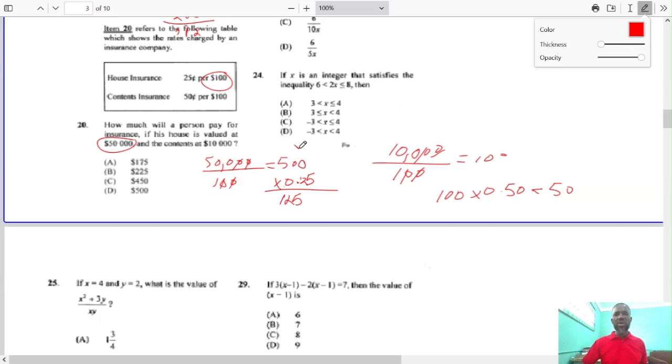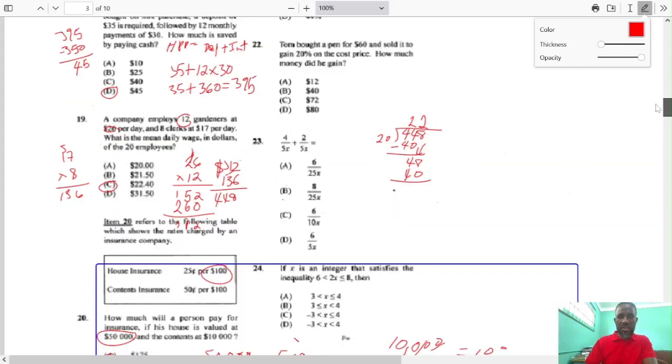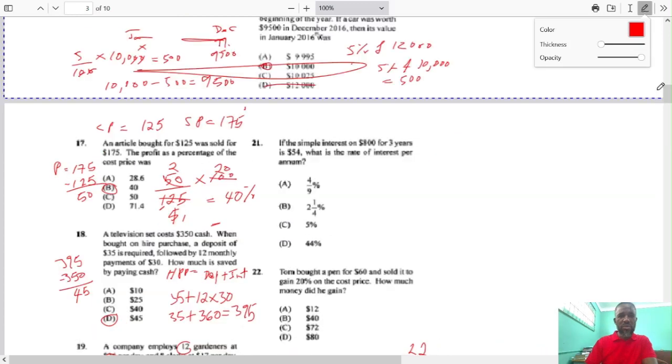So therefore, for the insurance for the content, we pay $50, and for the insurance for the house, we pay $125. So if I add this plus this, I am going to get 175. So therefore, our answer here is E. Okay, I hope you're understanding the concept. So move along to number 21.